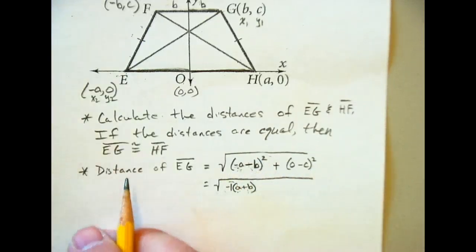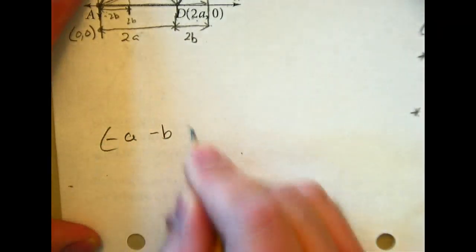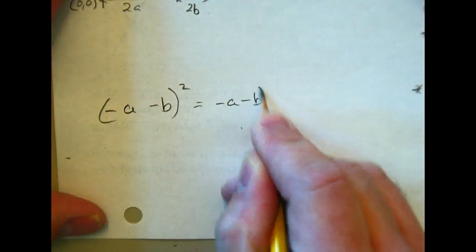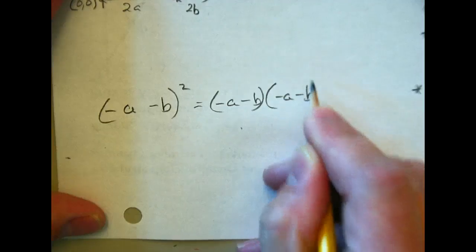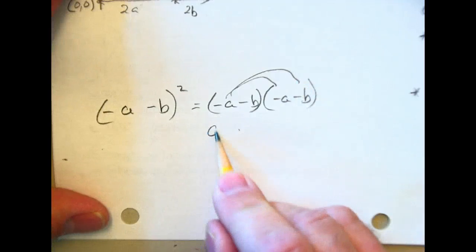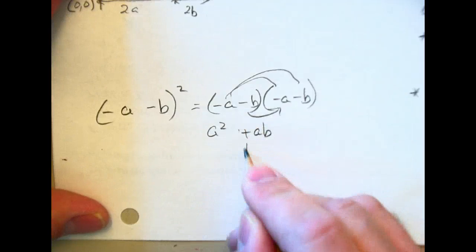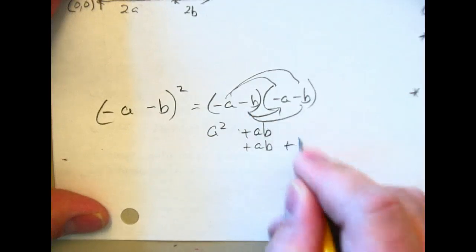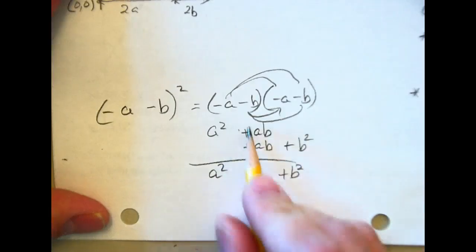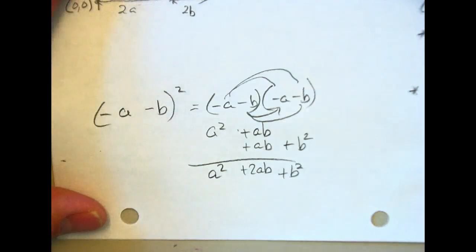You guys, if you recall back to algebra, when you square something like negative a minus b, that means negative a minus b times negative a minus b. How many recall that? Okay, and then you multiply like this, right? You get a squared, and positive ab, and positive ab, and positive b squared. So you don't just get a squared plus b squared. You have this piece in the middle, that 2ab in the middle. Okay, how many recall that?